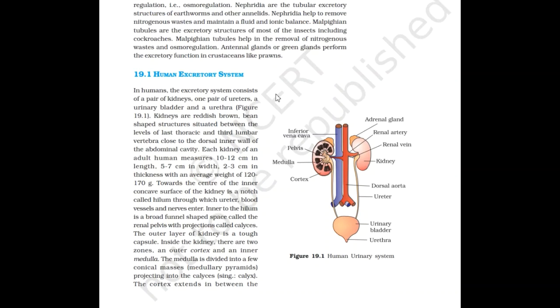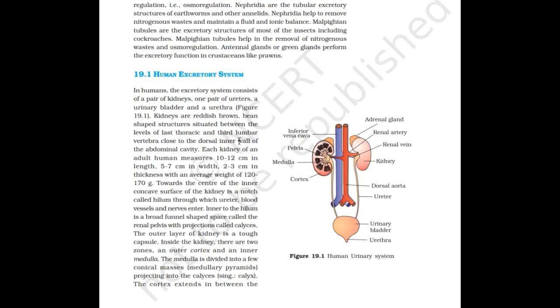Let us see the human excretory system. In humans, the excretory system consists of a pair of kidneys, one pair of ureters, a urinary bladder, and a urethra. Figure 19.1. Kidneys are reddish-brown, bean-shaped structures situated between the level of the last thoracic and third lumbar.